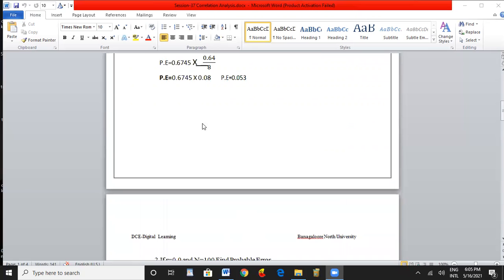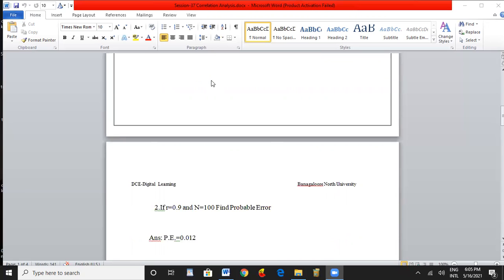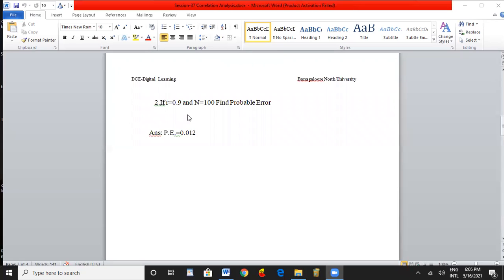Then if you simplify, 0.6745 into (1 minus 0.81) divided by 10, in the same way you substitute the values. You will get the probable error as 0.012. So this is how we can calculate the probable error.